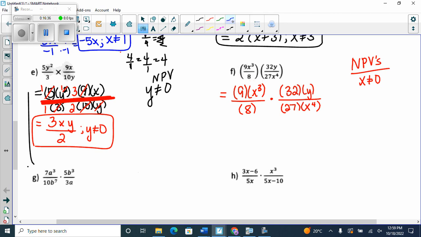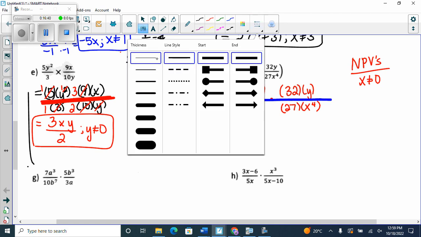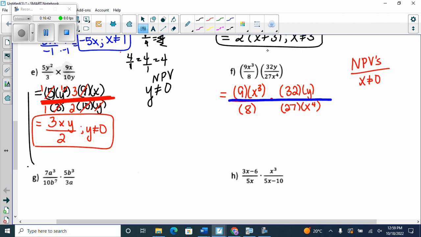Now that I stated NPVs, I draw a really large, thick line connecting all my numerators to the numerators and all my denominators to the denominators, right? Do I have anything in common? Well, the top I have 3 x's. The bottom I have 4, so it takes away all of them but 1. I have a y in the top, but I don't have a y in the bottom. Nothing can happen.